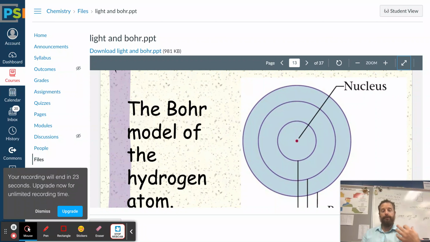Bohr's wrong about the shape of them, right? They look like the SPDF stuff we looked at earlier this year, but he was right about the energy levels being the electrons existing in energy levels, right? So hopefully that helps.